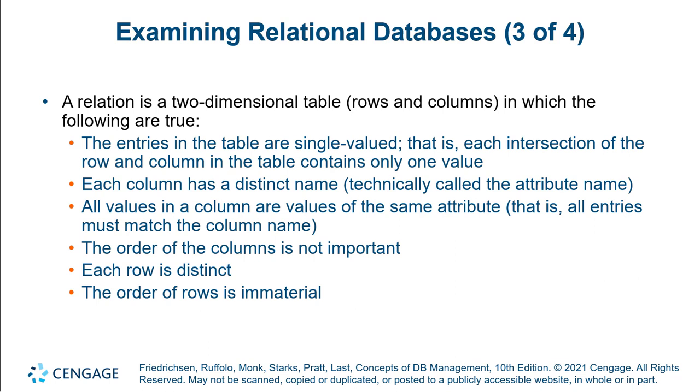And then lastly, both the order of the rows and the order of the columns are inconsequential. They don't matter. When we retrieve a record, it's going to pull up all of that relevant data, but the order of that doesn't matter because we can reference the specific data that we want by referring to those column attribute names.